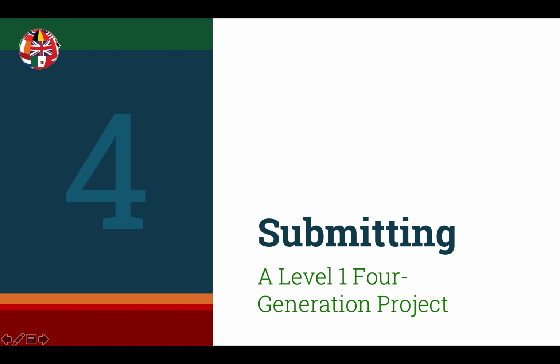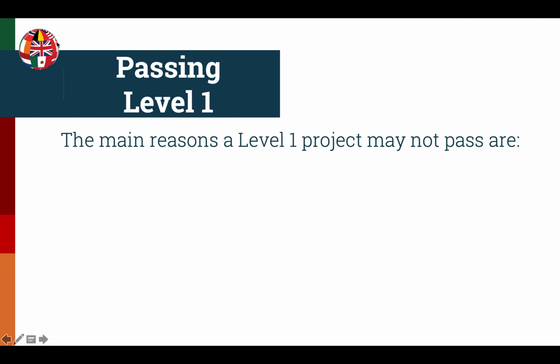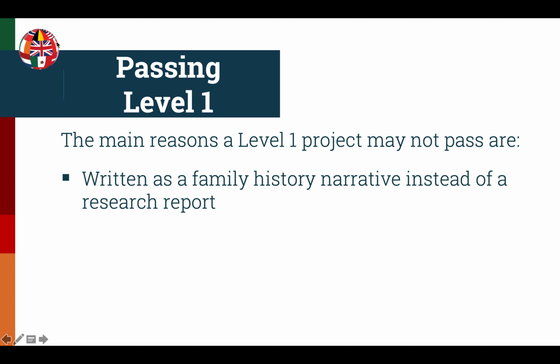The last topic we're going to cover in this video is submitting a Level 1 4th-generation project. The main reasons that a Level 1 project may not pass are that the report is written as a family history narrative instead of as a research report that proves the generational links with analysis and correlation. The graders are not looking for interesting and entertaining facts and stories. Unnecessary details should be avoided.